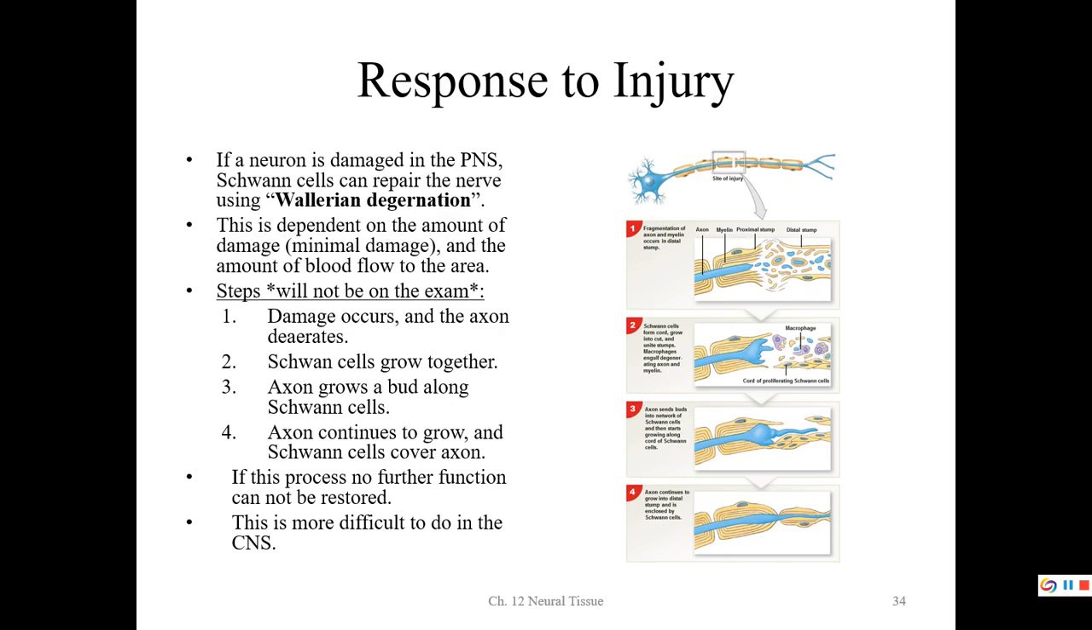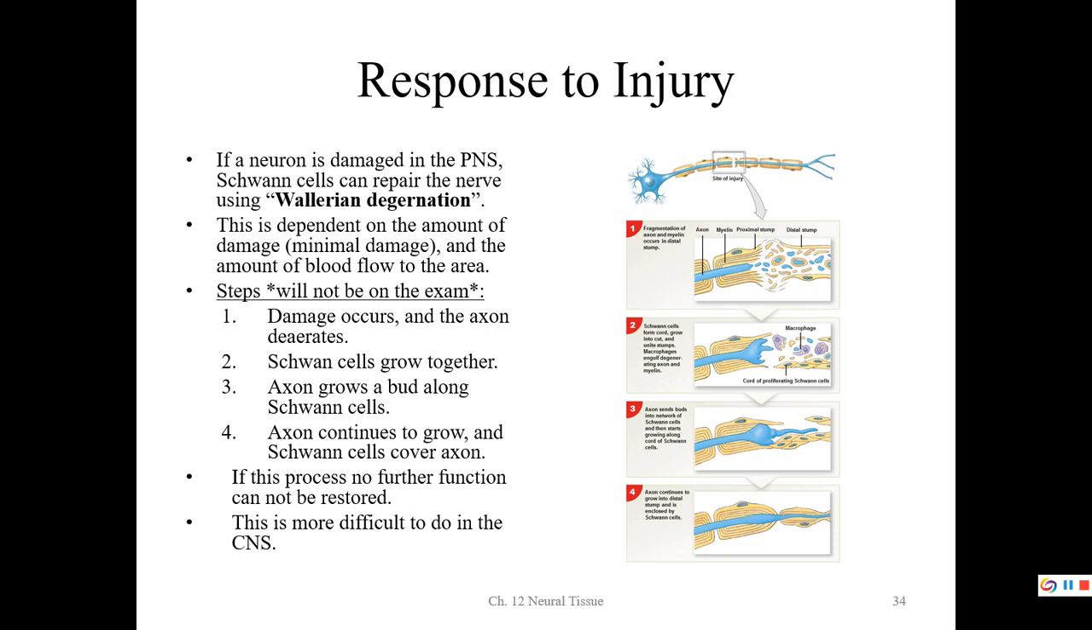All right. Now, one of the things I want to talk about is Wallerian degeneration. I don't test on the level I teach you. At best, on the test you would ever see is the definition of Wallerian degeneration. You will see nothing more than that. But I always tell you, because the steps won't be on the exam, but it's one of the cool things about it, is if you damage a neuron, it can repair the nerve a little bit using what's called Wallerian degeneration. It depends on a few things. Two big things is damage is minimal and there's good blood flow.